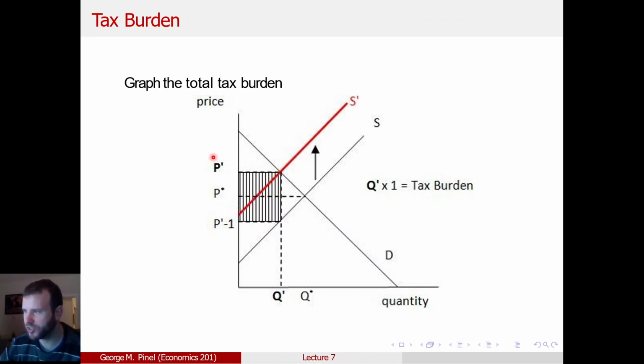P prime is the price that consumers pay. P prime minus the tax, or P prime minus 1 in this case, will be the price that producers receive after taxes. P star is your old equilibrium price. Q star is your old equilibrium quantity. Q prime is your new equilibrium quantity. S prime is your new supply curve after taxes. S is your old supply curve, and D is your demand curve regardless.